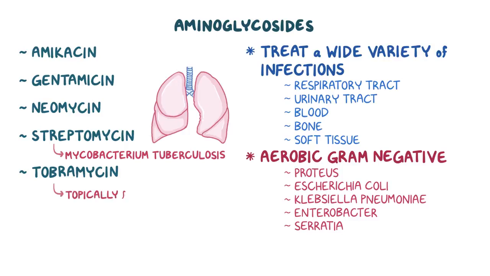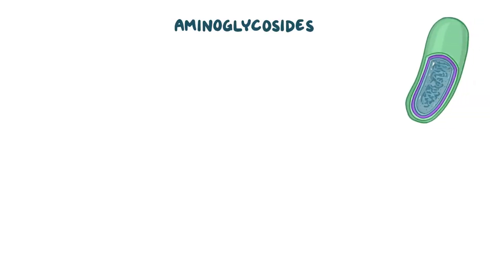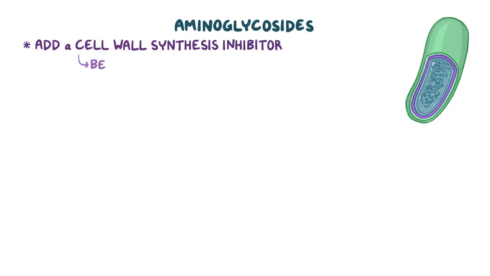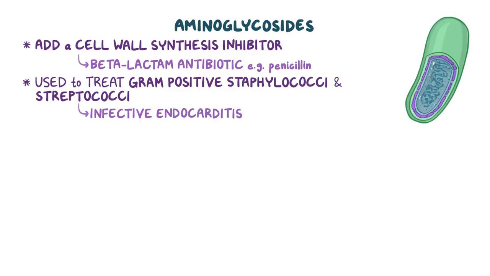Tobramycin is given topically to treat eye infections, or in a nebulized form to treat Pseudomonas aeruginosa infections in people with cystic fibrosis. Now, remember how the thick cell wall on gram-positive bacteria stops aminoglycosides? Well, if we add a cell wall synthesis inhibitor, like a beta-lactam antibiotic like penicillin, we can effectively demolish or weaken the cell wall, allowing aminoglycosides to slip through. This combination is used to treat gram-positive staphylococci and streptococci infections like infective endocarditis.